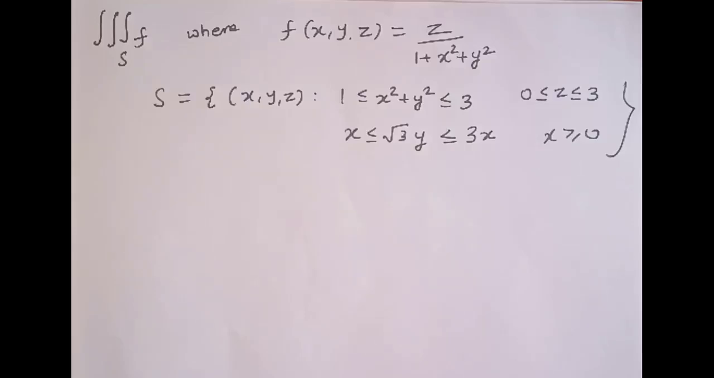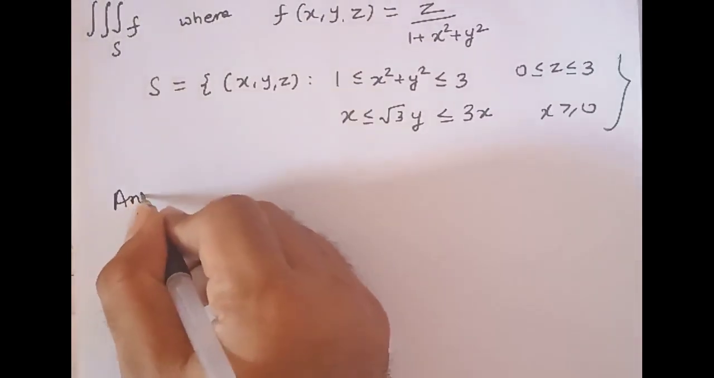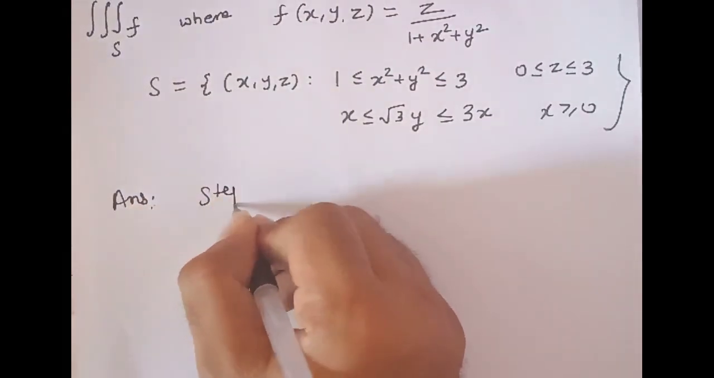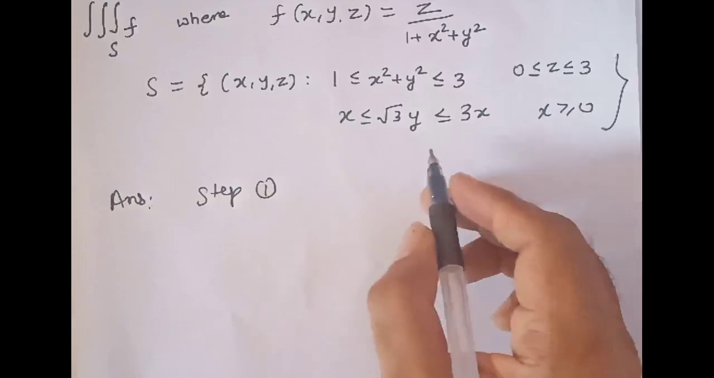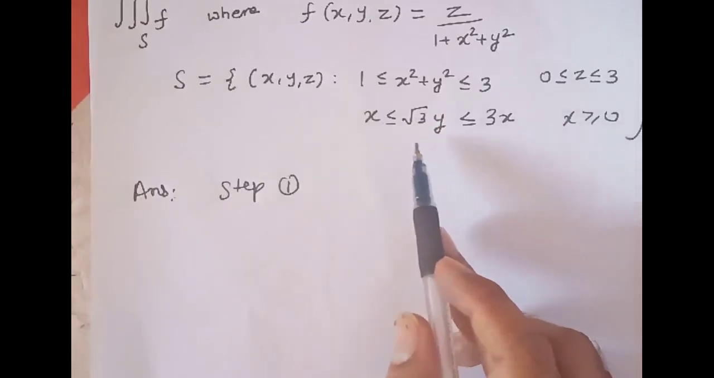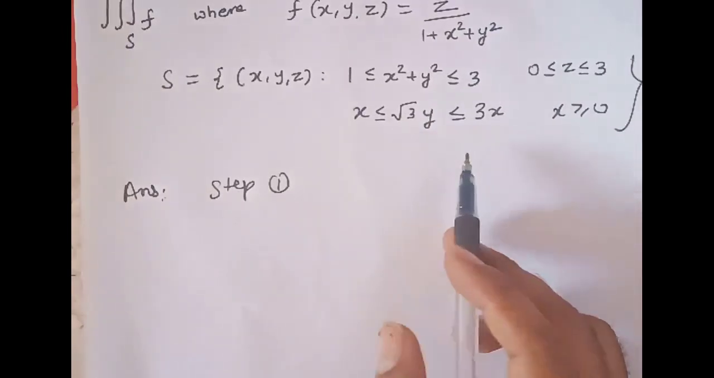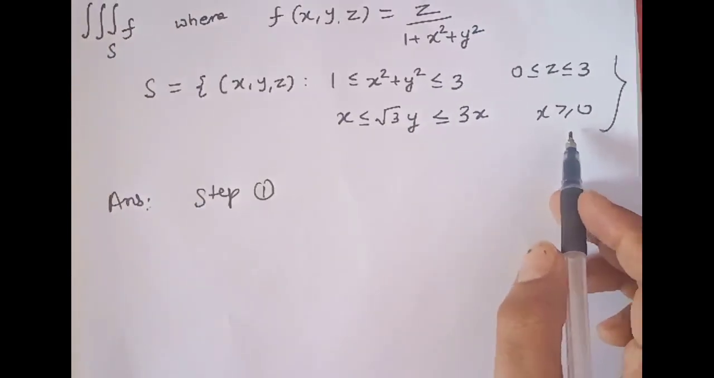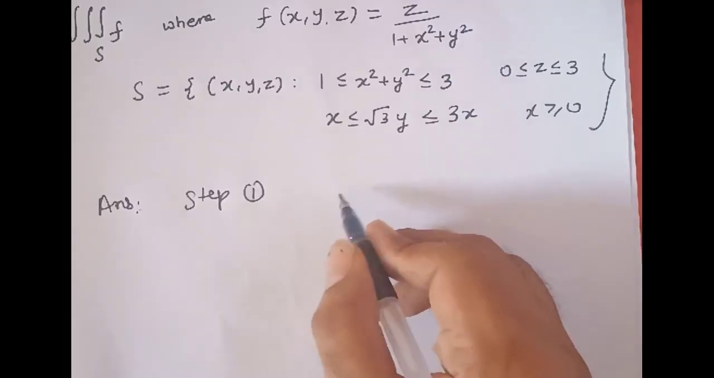Hello all, so the next question, we want to integrate this function over a given domain using cylindrical coordinates. So the first thing, we will try to sketch the region as usual. So answer, step 1. So first let's see what it is. Actually it is representing some annular region and these are straight lines. Okay, and we want to consider everything where x is positive.